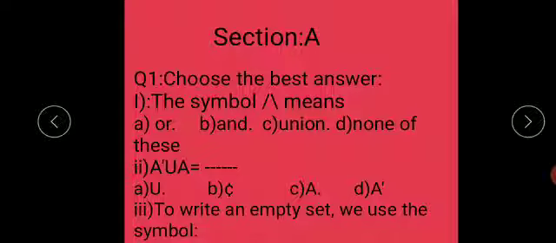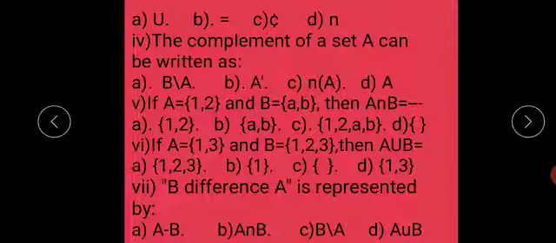Second part is A complement union A is equal to union, phi, set A, or A complement. To write an empty set, we use the symbol union, is equal to, phi, or intersection. Fourth part is the complement of a set A can be written as B slash A, complement, N of A, set A.